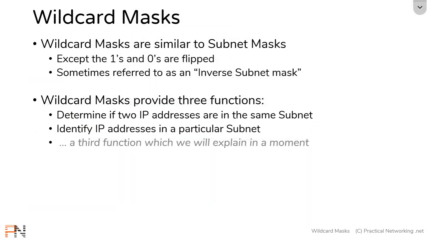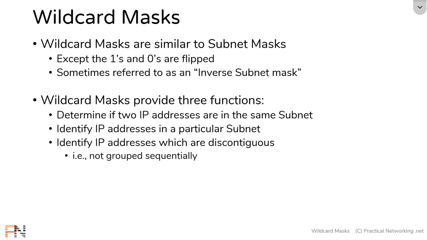So at this point, we've covered the first two functions of wildcard masks. But in particular, we also covered how you can do the exact same thing with a subnet mask. So you might be asking yourself, what's the purpose of a wildcard mask if you can do everything we've talked about so far with a subnet mask? That's a great question. And the answer has to do with this third function. The third function of a wildcard mask is that a wildcard mask will let you identify IP addresses which are discontiguous, which is to say, IP addresses that are not grouped sequentially. So let's talk about it.